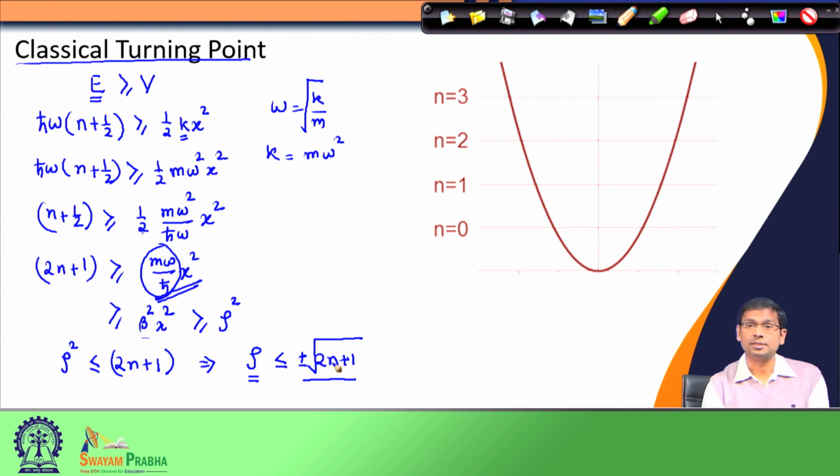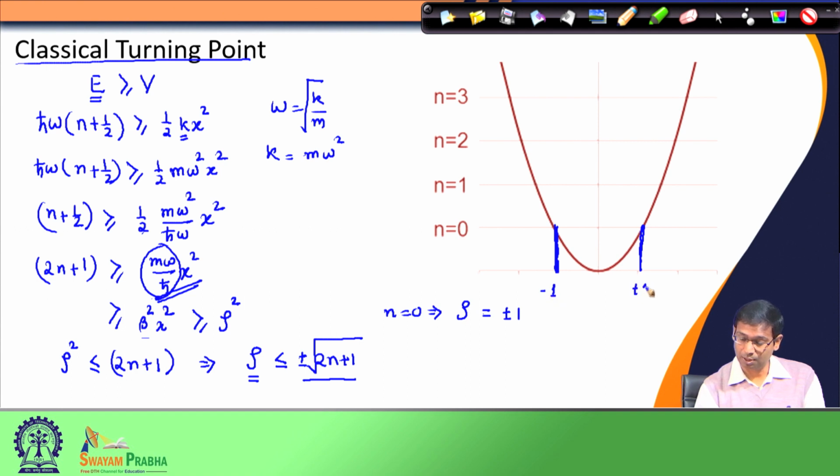Now, for n equals 0, the lowest value, the turning point rho should be simply the square root of 1, since n is 0 here. So, therefore, the turning points are plus 1 or minus 1. If this is now my rho axis, this is 0, and this is plus 1 and minus 1. So, these are the two turning points for the lowest eigenfunction of the harmonic oscillator.